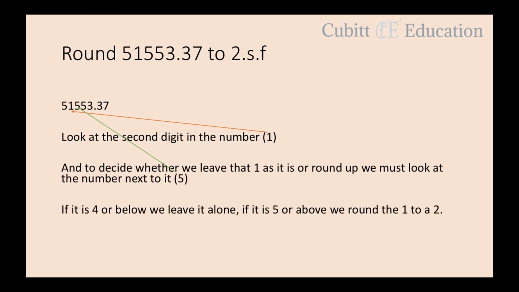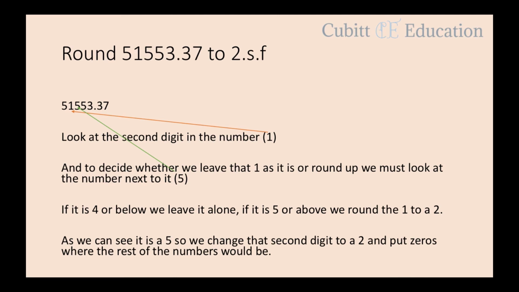Again, just a reminder of the rule, and I know I keep saying it, but it's very important. If that 5 is 4 or below, we leave the 1 alone. If it is 5 or above, we're going to round the 1 to a 2. So as we can see, it is a 5, so we're going to change that 1 to a 2. So it's going to be 5, 2, and then the rest will be zeros.